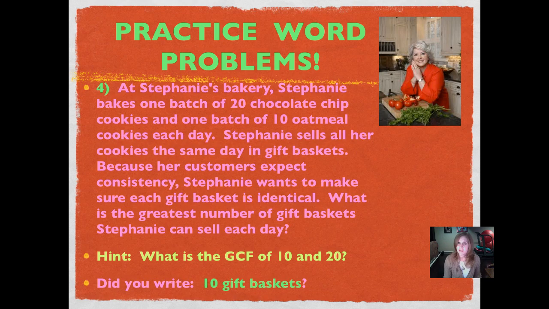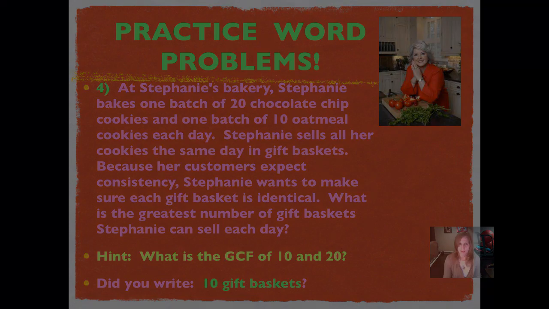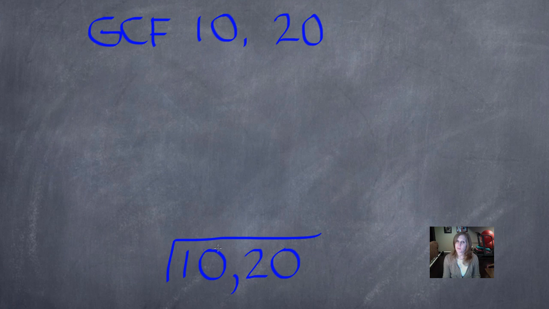Did you write 10 gift baskets? Let's see how we did that one. So hopefully you made a cake and put 10 and 20 in the lowest layer. What goes into 10 and 20? Well, 2 does. 2 goes into 10 5 times. 2 goes into 20 10 times. You might have picked a different number here, and that's okay because it'll all work out the same.